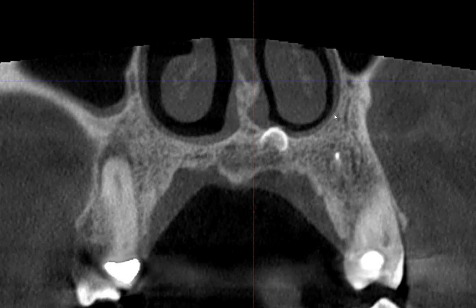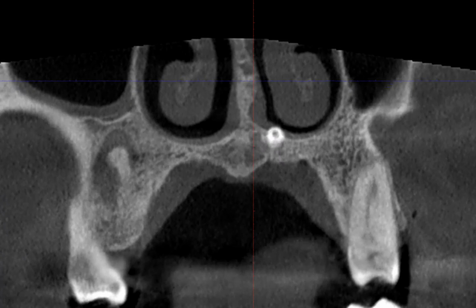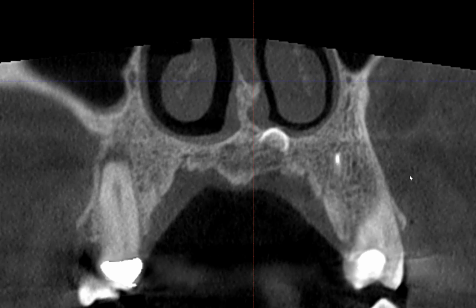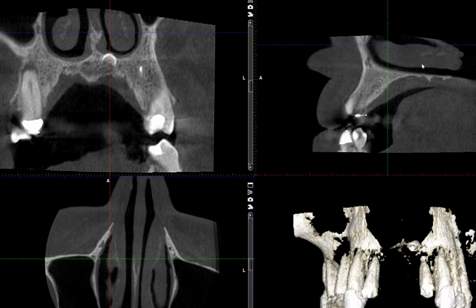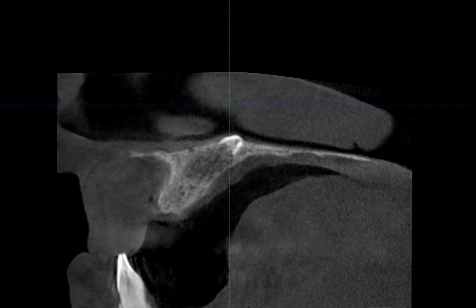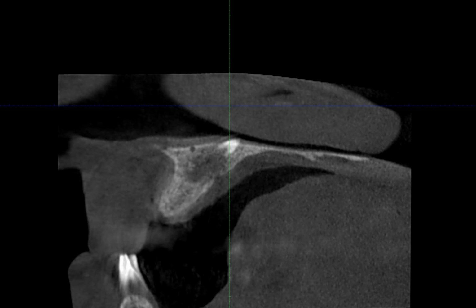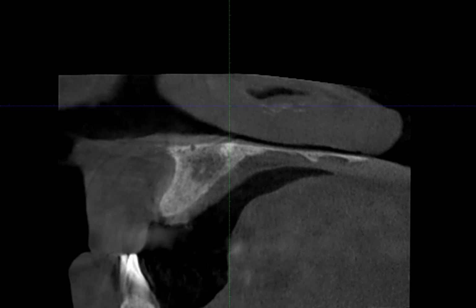And also note that this is the floor of the nasal cavity that we saw previously, and that indeed it does extend up and slightly above the floor of the nasal cavity. So let's take a look at this in other planes. So how about we look at the sagittal view over here, and there's a mesioden.